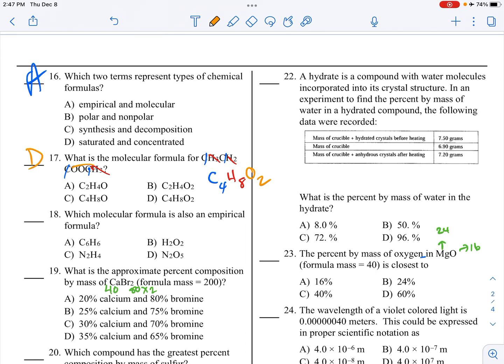Which molecular formula is also an empirical formula? So which is already simplified? That would be not this, and not this, and not this. D.